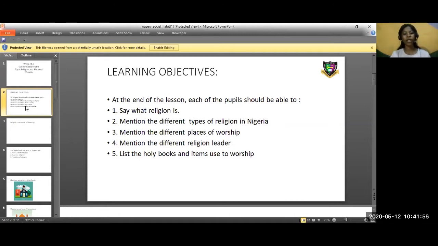Two, mention the different types of religion in Nigeria. Three, mention the different places of worship. Four, mention the different religious leaders. Five, list the holy books and items used to worship.